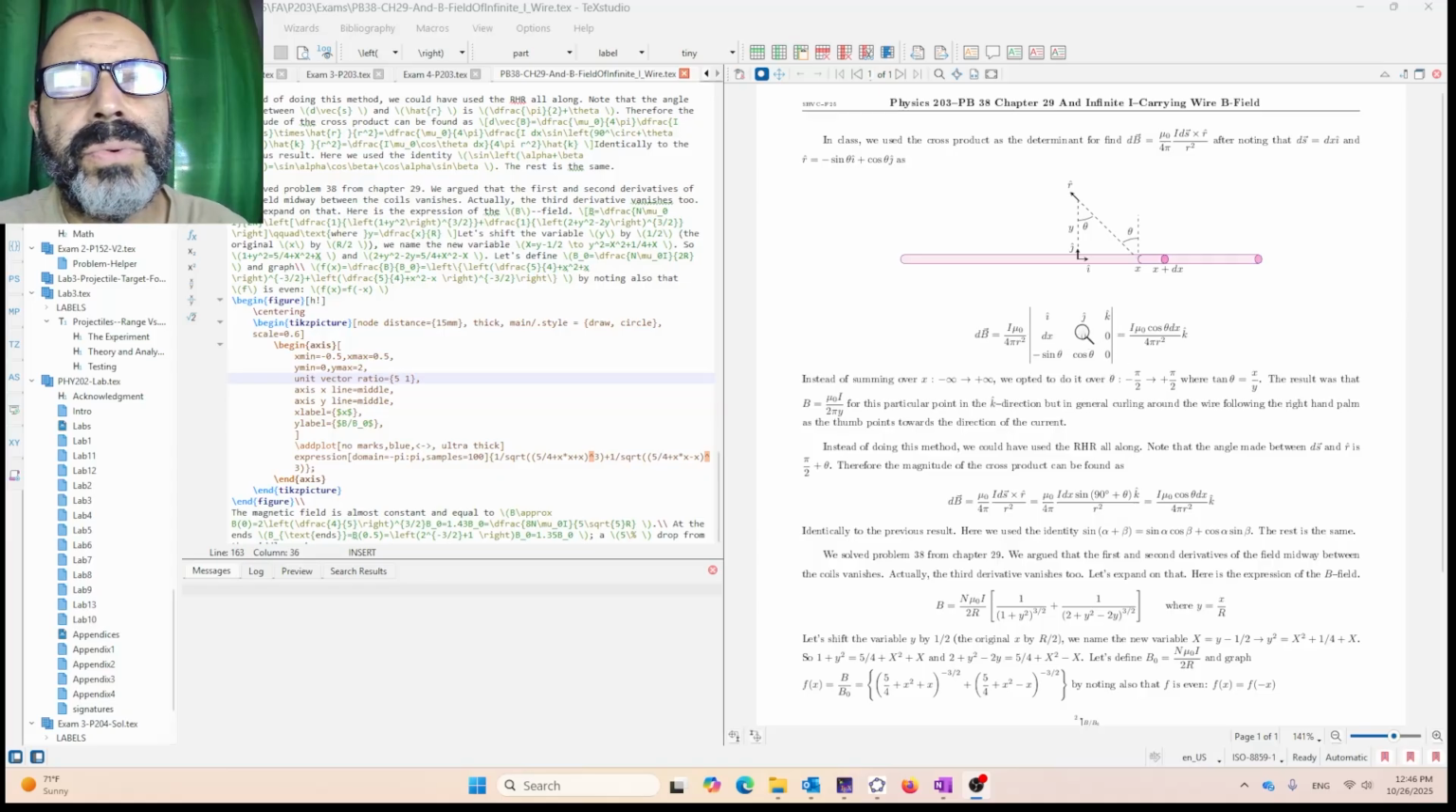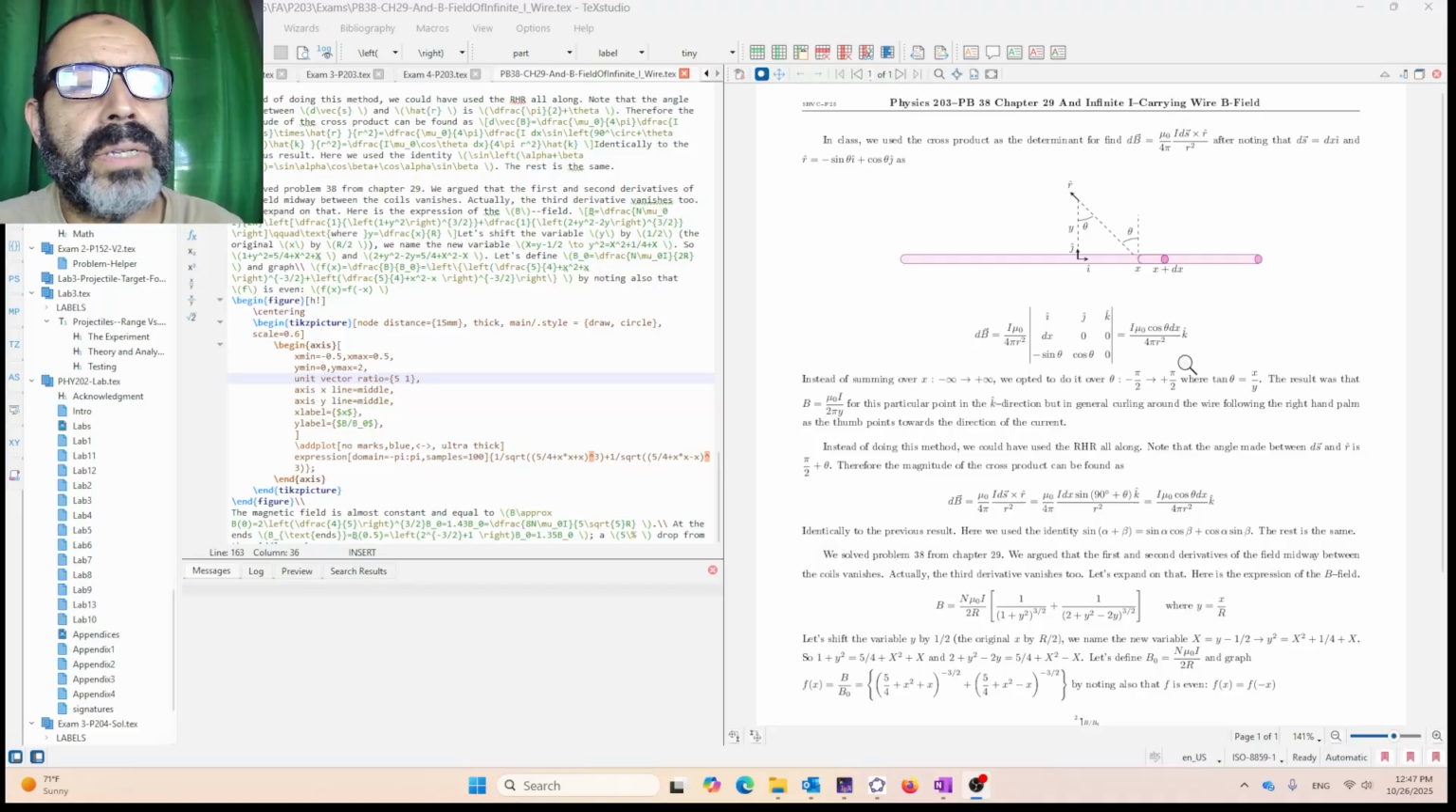Just by following the rules of the determinant, you can find the value as being expressed as cosine theta times dx in the k hat direction. And that's basically what we ended up with. And we integrated. Basically, you change from x to theta by noting that tan theta is equal to x over y, the opposite over the adjacent. And from there, you do the dx in terms of d theta.